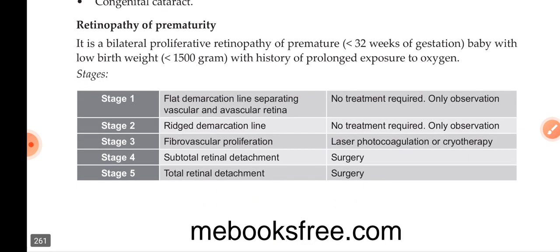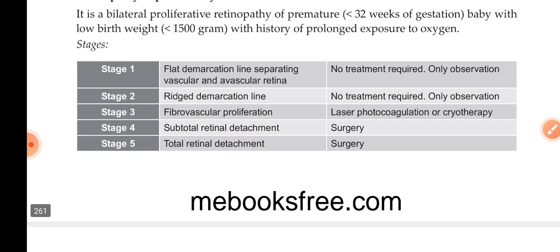Next, first coming to retinopathy of prematurity, it is a bilateral proliferative retinopathy of premature babies, less than 32 weeks of gestation. Okay, premature child, baby with low birth weight, that is less than 1500 gram, with a history of prolonged exposure to oxygen. There are 5 stages, stage 1, 2, 3, 4, 5. Stage 1, flat demarcation line separating vascular and avascular retina. No treatment required, only observation. Stage 2, rigid demarcation line. No treatment required, only observation. Stage 3, fibrovascular proliferation. Laser photocoagulation or cryotherapy is needed. Next is subtotal retinal detachment. Surgery is needed. Total retinal detachment, surgery is needed.